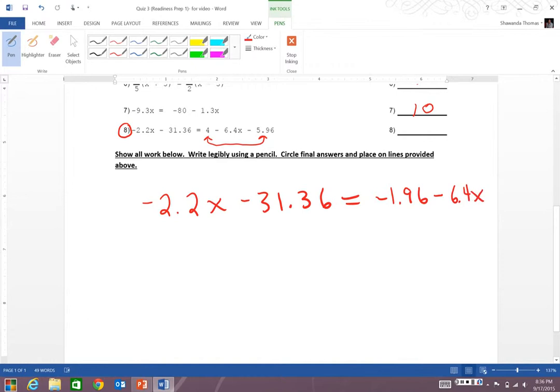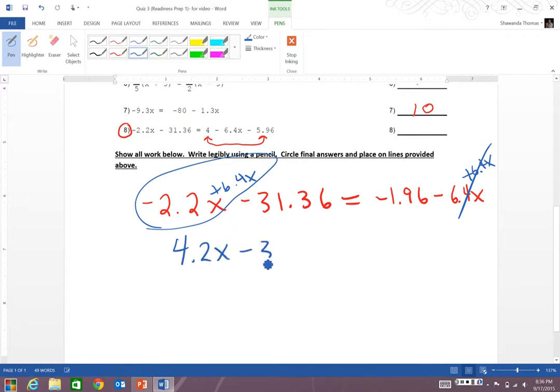Now we need to get our x's together. So I add 6.4x. Alright, negative 2.2x plus 6.4x. That's 4.2x. Then I rewrite everything else.